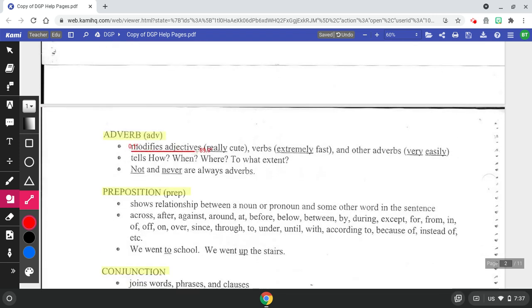Adverbs, they're going to modify adjectives. They also could modify verbs. And then they also could modify other adverbs, like very easily. We got 2 adverbs back to back.